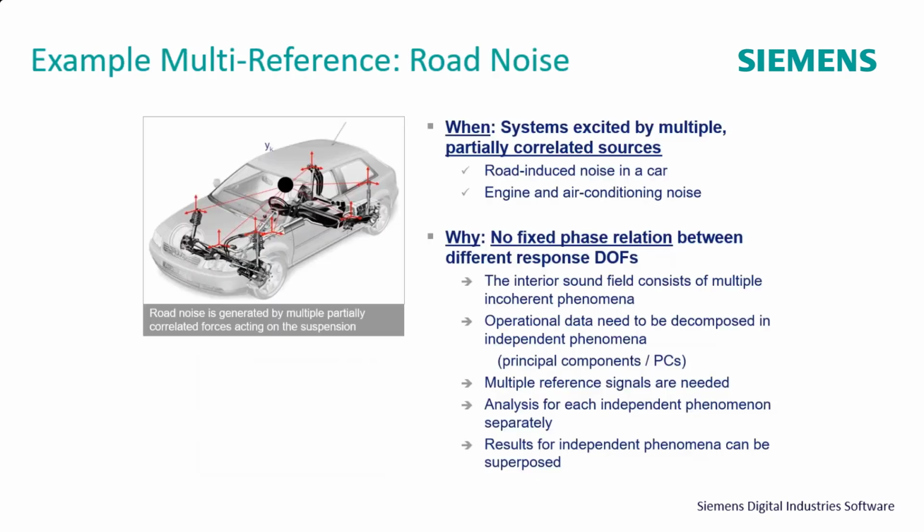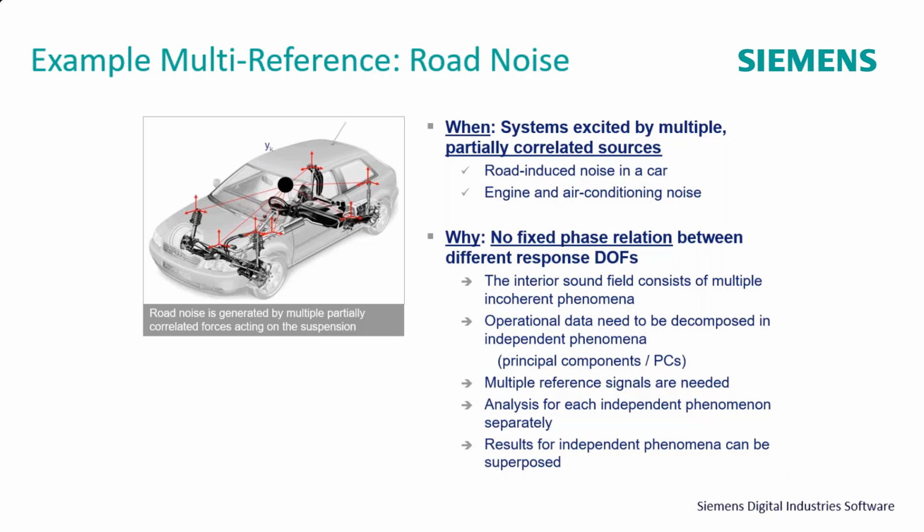So a typical example is a road noise transfer path analysis. When systems are excited by multiple partially correlated sources, road-induced noise in the car is one example. Engine and air conditioning noise could be another example. Why do we need to treat it as a multi-reference TPA? And that's because there's not a fixed phase relationship between the different response degrees of freedom. Interior sound field consists of multiple incoherent phenomena. Operational data needs to be decomposed into independent phenomena.